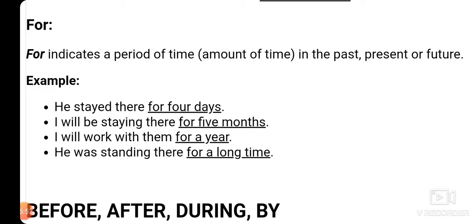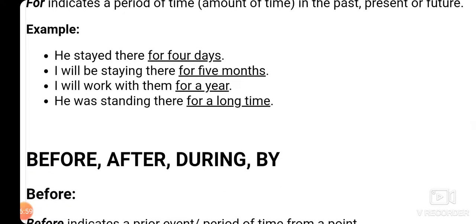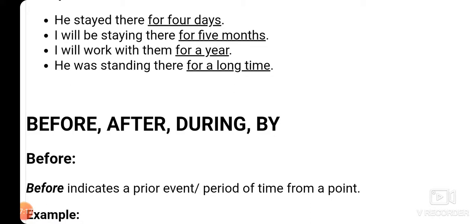When we talk about the amount of time but not the starting point, then we use for. In sentence number 2, I will be staying there for 5 months. So the whole duration of the stay is 5 months. That is given. That is the amount of time we use for with. I will work with them for a year. How much time shall I be working? For a year. The whole duration of my work is given over there.